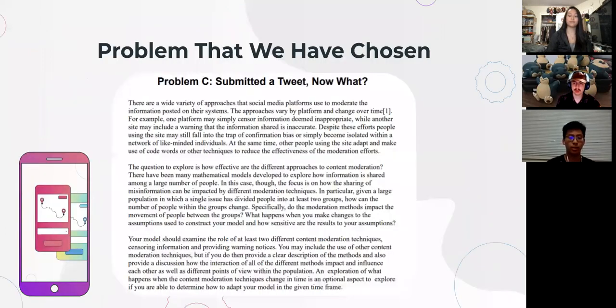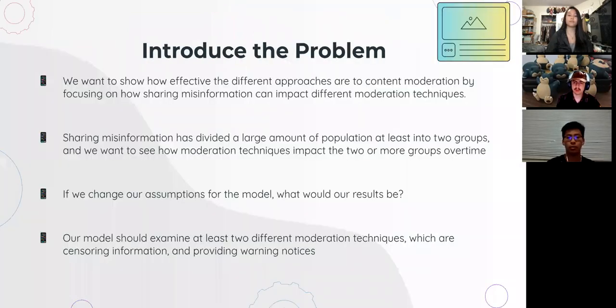So for the competition, we've decided to solve Problem C. The main point in Problem C is that we want to show how effective the different approaches to content moderation are, by focusing on how sharing misinformation can impact different moderation techniques. The problem states that sharing misinformation has divided a large amount of the population into at least two groups. We want to see how moderation techniques impact two or more groups over time. If we change our assumptions for the model, what would our results be?